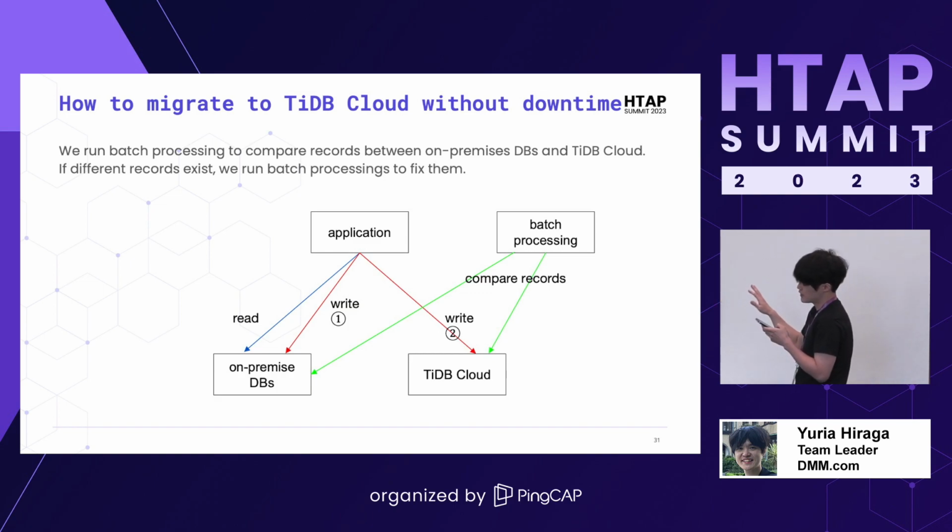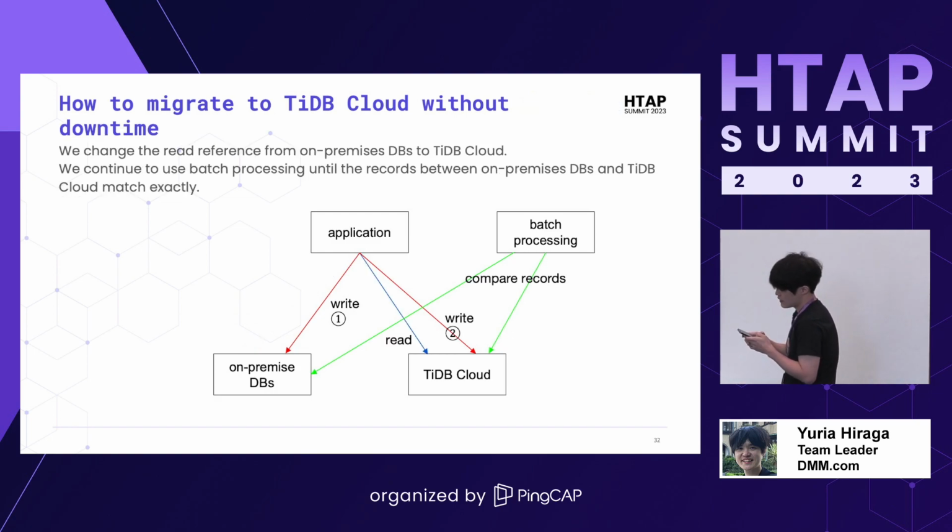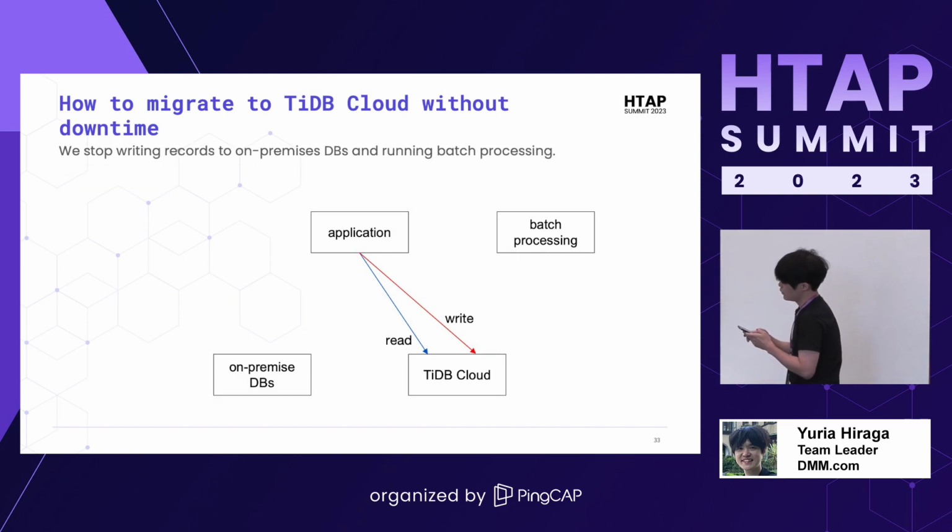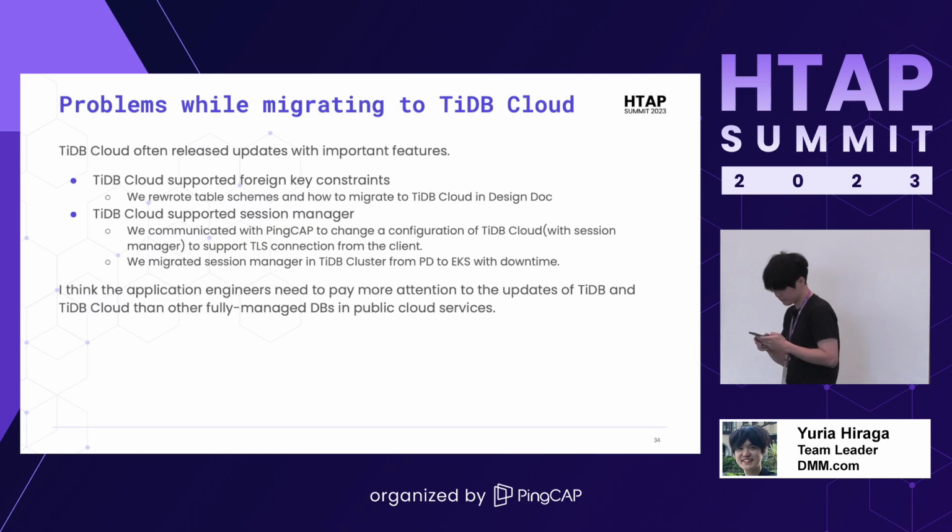If the records don't match exactly, batch processing would fix them. After that, we changed the read reference from on-premises databases to TiDB Cloud. We continued to use batch processing until the records between on-premises databases and TiDB Cloud matched exactly. And then we stopped writing records to on-premises databases, and we also stopped running batch processing. That's it. This is our procedure to migrate to TiDB Cloud.